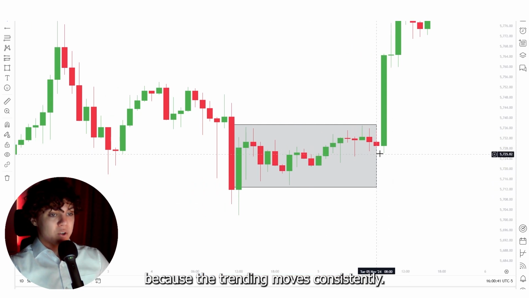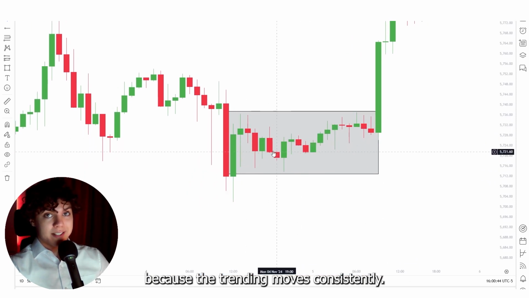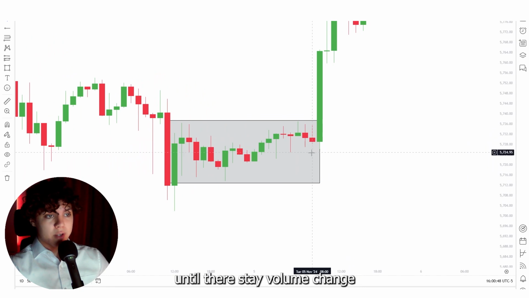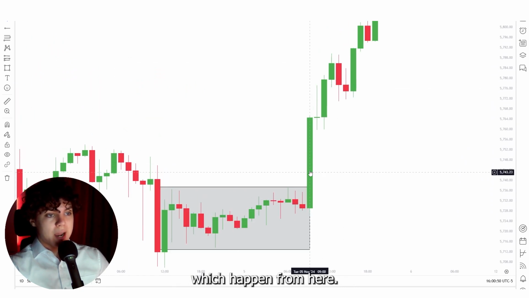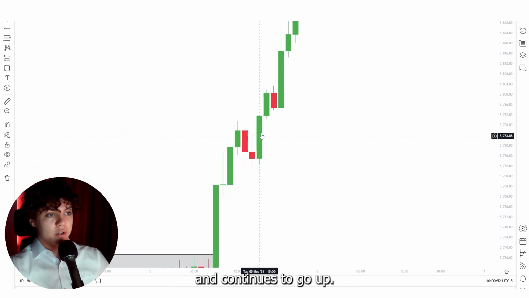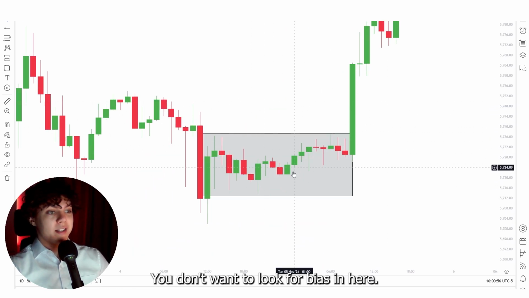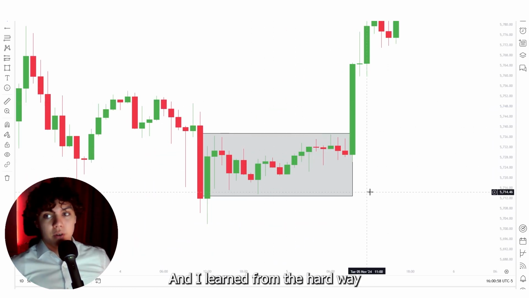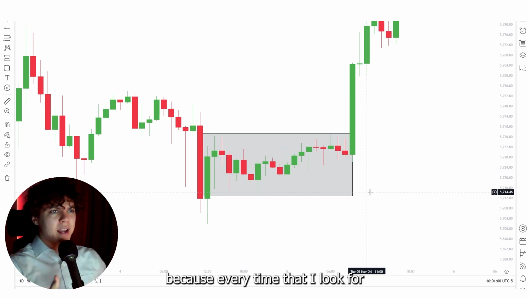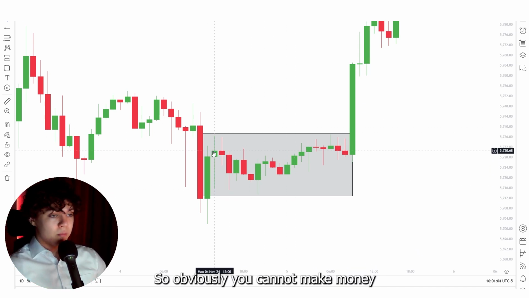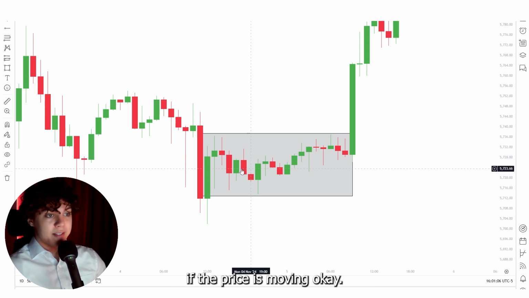buys, because in this scenario it will move consistently sideways until there's a volume change, which happened from here, and then it just booms and continues to go up. Uptrend, strong uptrend. This is a strong consolidation, right? You don't want to look for buys in here, and I learned the hard way, because every time I looked for buys or sells in sideways movement, I always lost. So obviously you cannot make money if the price isn't moving, okay?